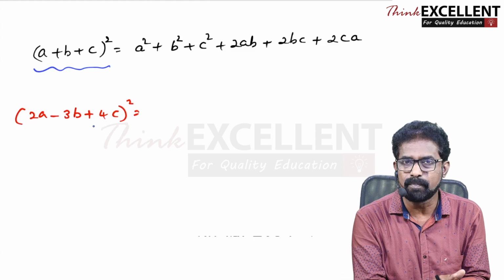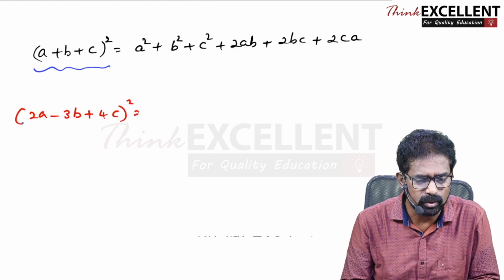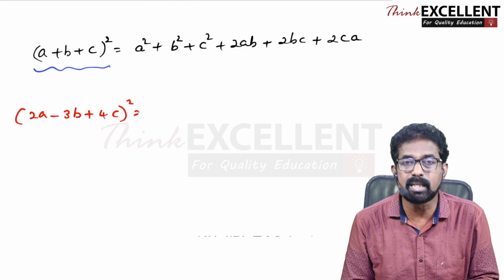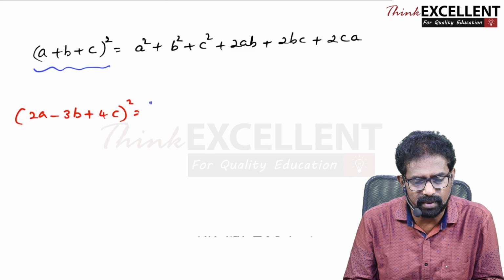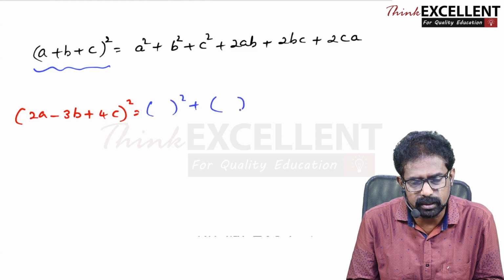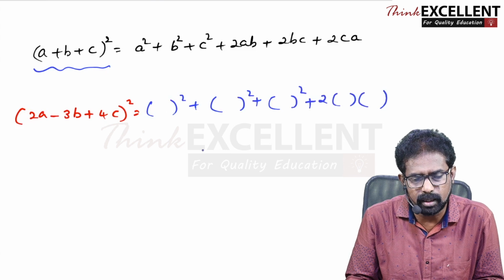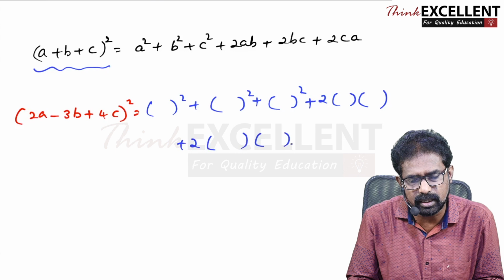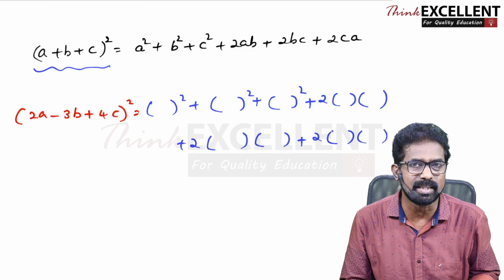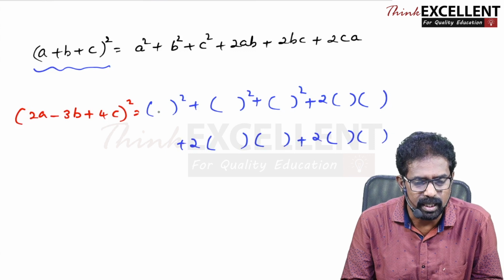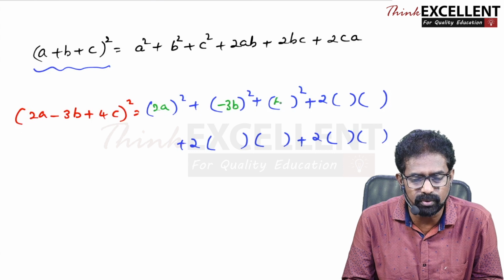So the first term is a, second term is b, third term is c. With sign you take. That's important. So a value is 2a, b value is −3b, and c value is 4c. (a + b + c)². See the formula: a² + b² + c² + 2ab + 2bc + 2ca. If you learn like this, you never make mistakes. Now please listen here. We fill this. a value 2a, b value −3b, c value 4c.